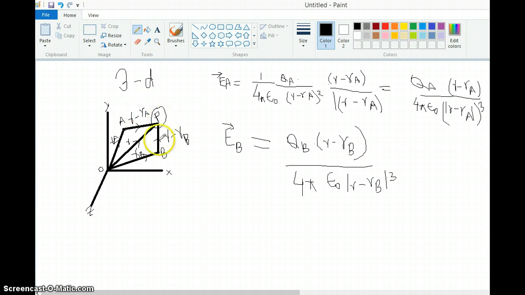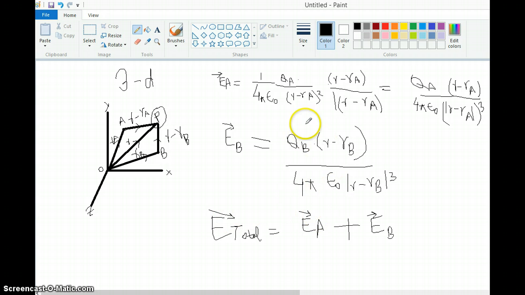And basically the electric field on P due to A and B is going to be simply the addition of the electric field due to A and due to B. That's going to be E total equals EA plus EB. So that's my formula for today.